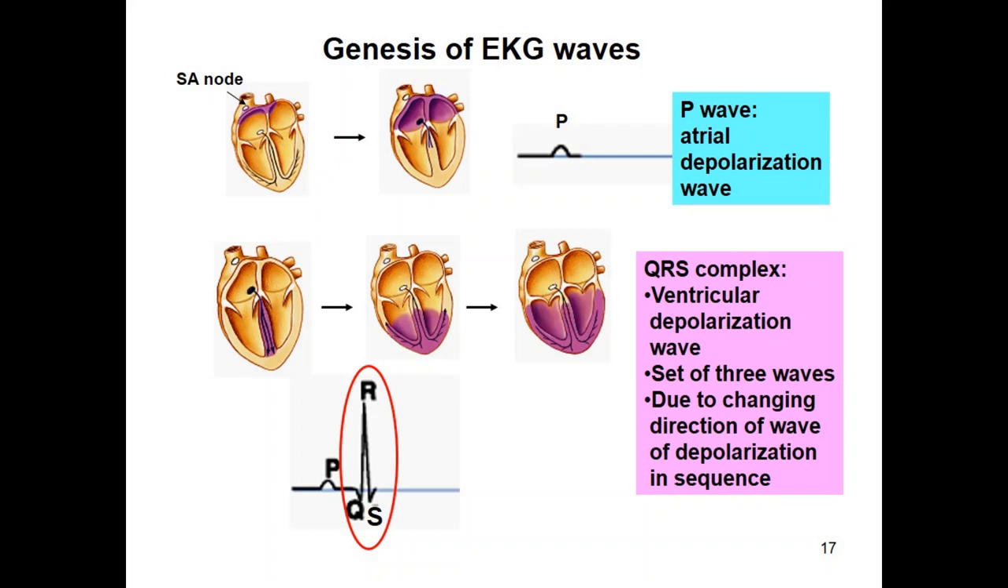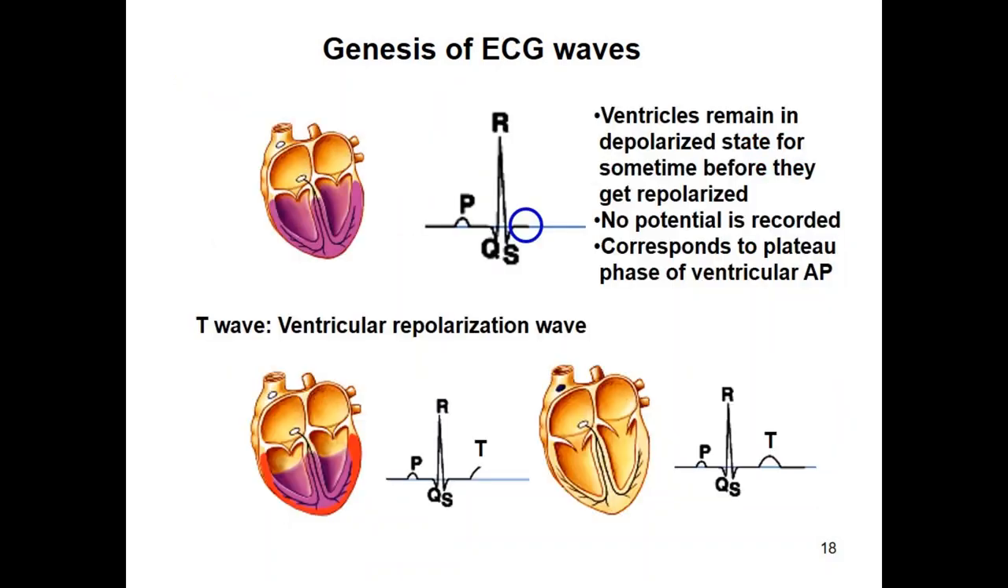So now we have got the P, Q, R, S waves due to the depolarization process. Ventricles remain in a depolarized state for some time before they get repolarized. This line is called the isoelectric line. No activity, because the entire ventricle has depolarized. They have remained in the depolarized state, not yet repolarized. There is no deflection because there is no voltage change. All the ventricles are depolarized, they are silent, not literally. No potential recording. Here, let's ignore this line for some time.